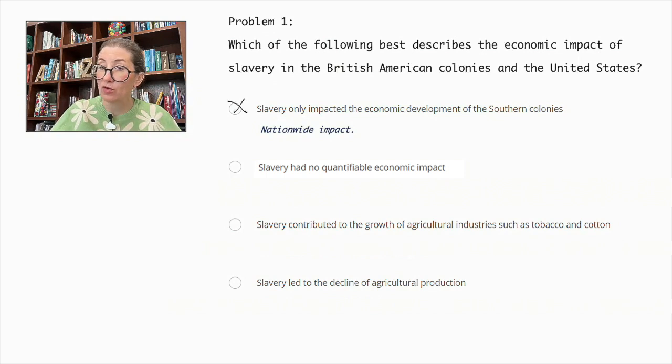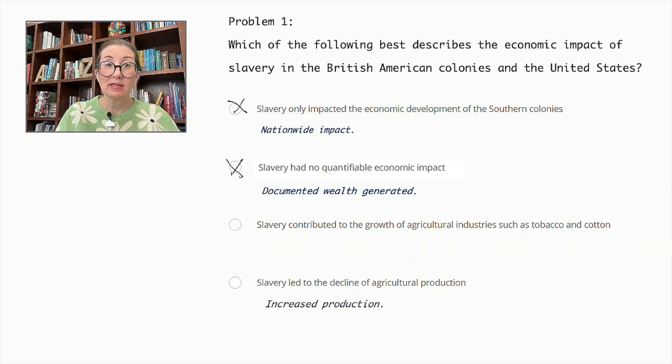So this is incorrect. The claim that slavery had no quantifiable economic impact is incorrect, as the wealth generated by slave labor is well documented. So let's eliminate that as well. Slavery did not lead to the decline of agricultural production. Rather, it significantly increased production. So we can cross that out as well.